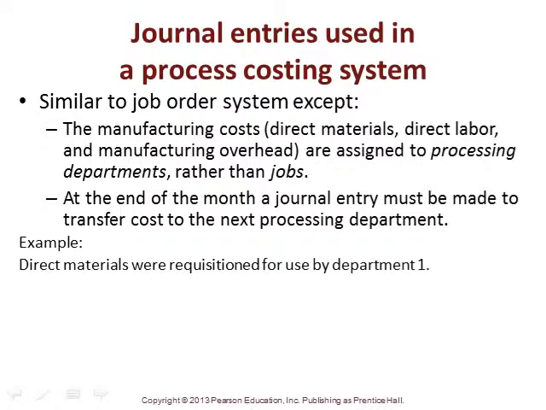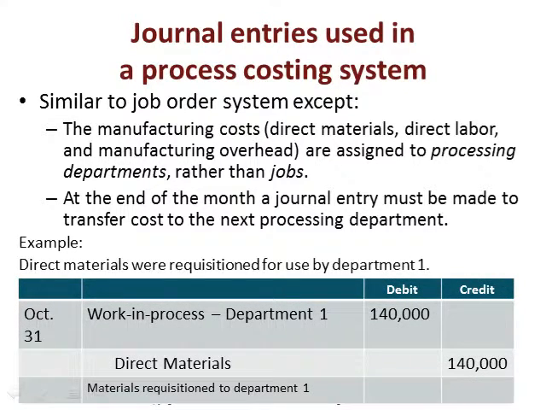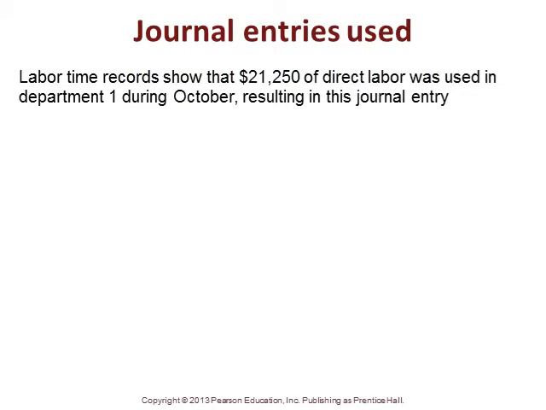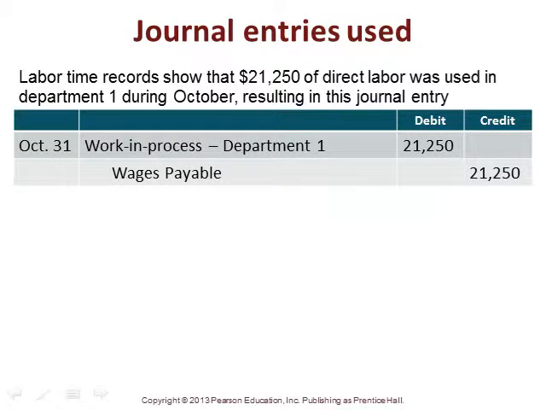So for example, here we say that the journal entry is to record direct materials which are requisitioned for use by Department 1. And so that entry is to simply debit work in process Department 1 for $140,000 worth of direct materials and credit the direct materials inventory. Then we say labor records show that $21,250 of job labor was used in Department 1 during October, resulting in this entry. So we're debiting the work in process department for $21,250 and crediting wages payable, right?